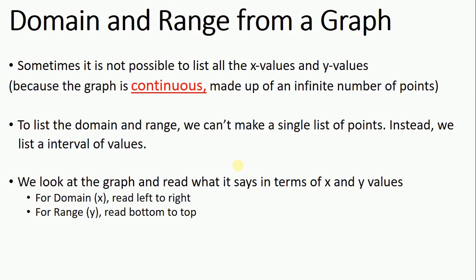So when we look at a graph and read what it says in terms of x and y, domain, remember guys, is left to right, because we read left to right, but range is bottom to top. So always think you're going to go negative to positive.